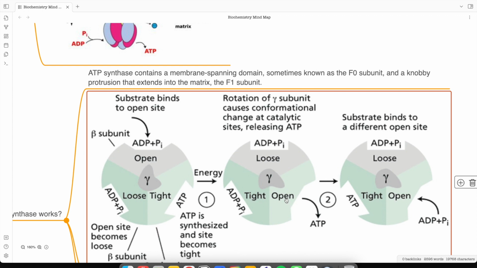As I have mentioned, the open configuration is open for substrate acceptance and also for release of the product. That means ATP will now get released from the open configuration. The ADP and Pi, which were bound at the loose configuration and reacting loosely, are now reacting in the tight configuration. That means ADP and Pi are reacting to form ATP, and that ATP will remain stabilized until it again faces the open configuration. That is the function of the tight configuration. Hope that makes sense.